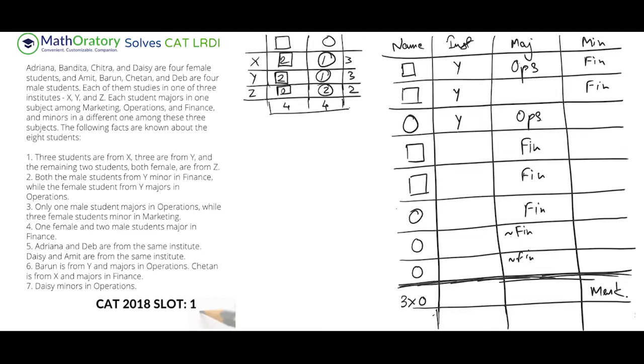Okay, next, what else do we have? Till now we have got holistic information in terms of male, female, and X, Y, Z. Now let us dive into specific information about these individuals. Point number 5 tells us that Adriana, who is a female, and Dave are from the same institute. So these two are from the same institute. So this cannot be Z, right? Because in Z there are only two females. So this has to be X or Y, one of these two. They're from the same institute.